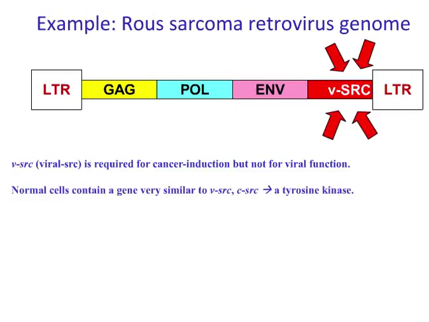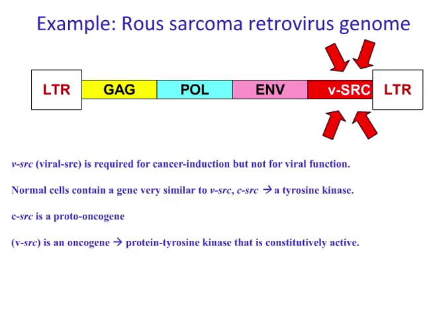Normal cells contain a gene that is very similar to V-sarc called C-sarc, which is a tyrosine kinase, similar to the JAK kinases involved in cytokine signaling. The C designation indicates the cellular form of sarc. C-sarc is a proto-oncogene, while the viral sarc is an oncogene. It is a protein tyrosine kinase that is constitutively active.